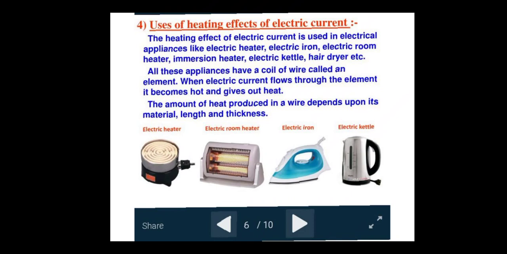We know that all the electric appliances that we use, such as your iron or your electric heater, they all have a coil, and if this coil gets heated or gets hot, it gives out heat. The amount of heat produced in the wire depends upon its material, its length and thickness.